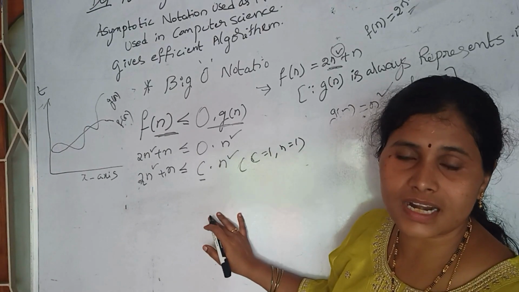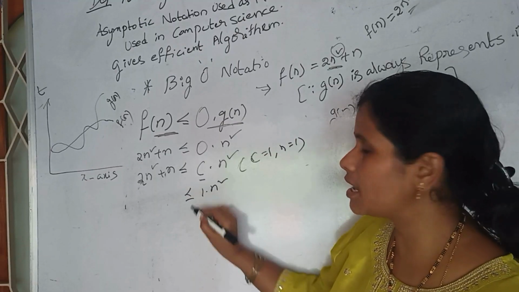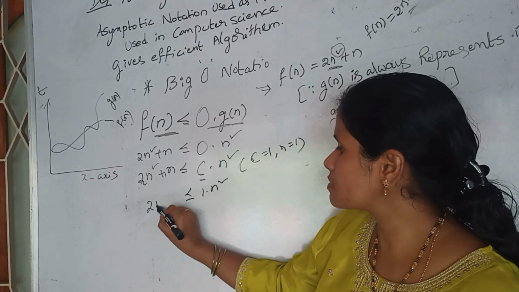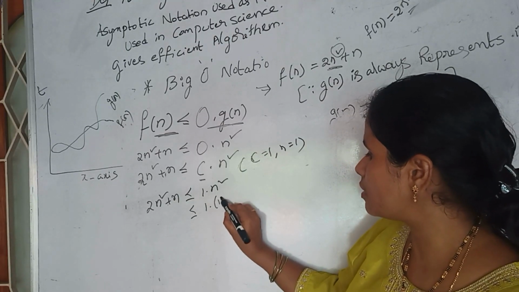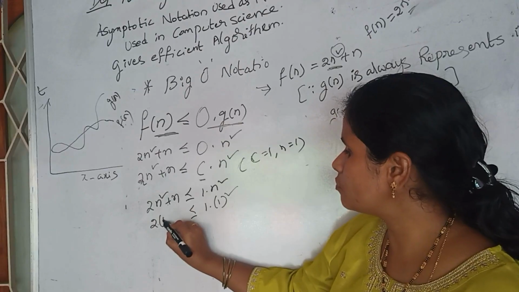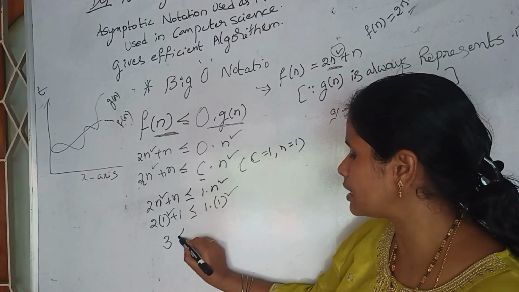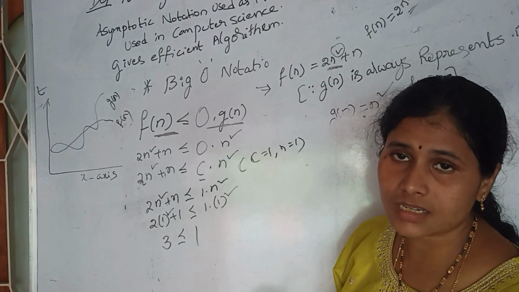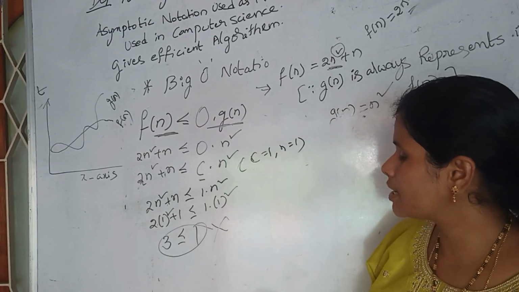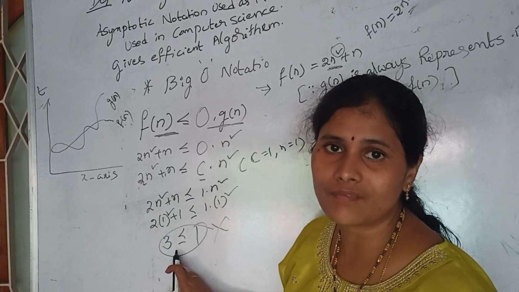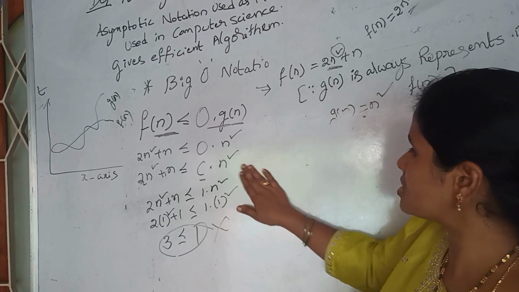Let me check whether this condition is satisfied or not. So 1 dot n square less than or equal to 2n square plus n. Let me substitute n value as 1: 1 square is less than or equal to 2 into 1 square plus 1. Here I am getting 1 less than or equal to 3. Is it a true statement or a false statement?